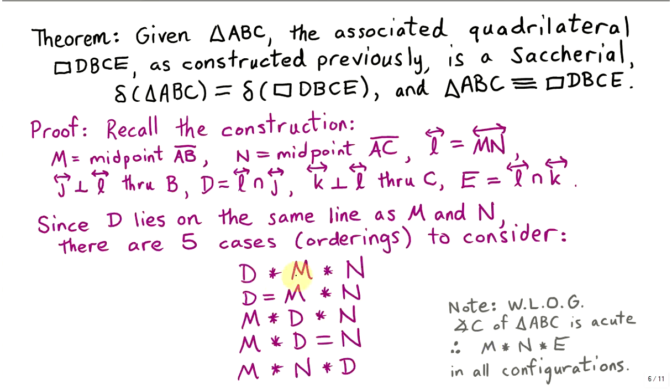Either D is to the left of M, D is incident with M, D is between M and N, D is incident with N, or D is to the right of M and N. And so we'll look at these 5 cases and show that all of these statements are true in each of these cases. We'll see that all the proofs are relatively similar. They each involve a lot of congruent triangles.